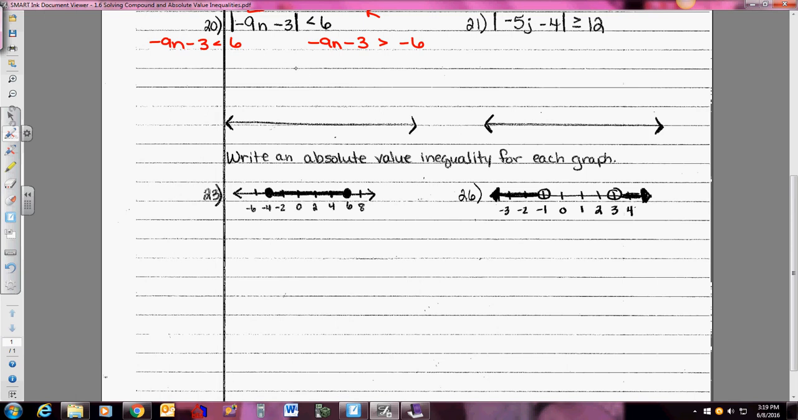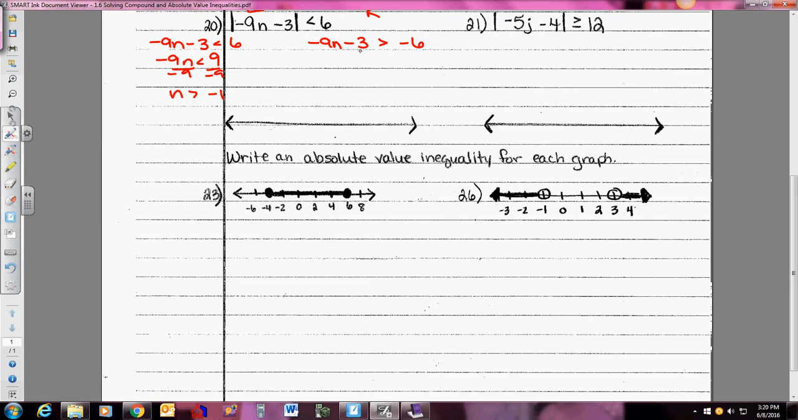For this left one, you add 3 first. So we're going to get -9n is less than what? 9, right? Divide by -9 on both sides. So n, and that's a -1. We divided by a negative on both sides of the inequality, so we have to flip the sign. n is greater than -1. If you got that on your own, awesome. If not, look at this again.